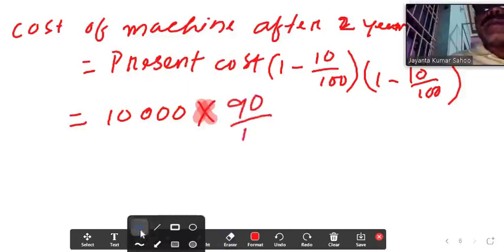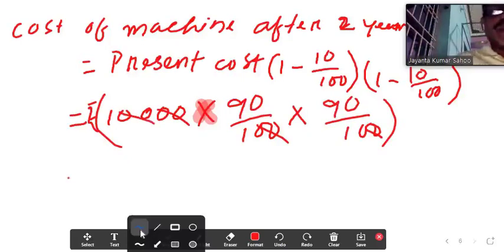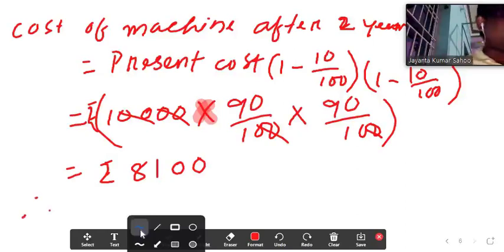90 by 100 into 90 by 100. This 20 cancels this 20, equal to rupees 9 9s are 81, then you put 2 zeros. That is the cost of the machine after 2 years. Therefore, the cost of the machine after 2 years will be rupees 8,100.